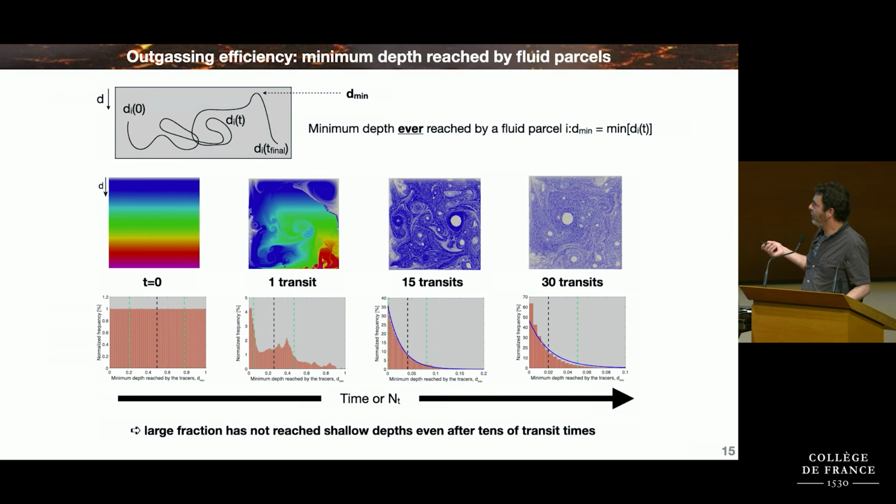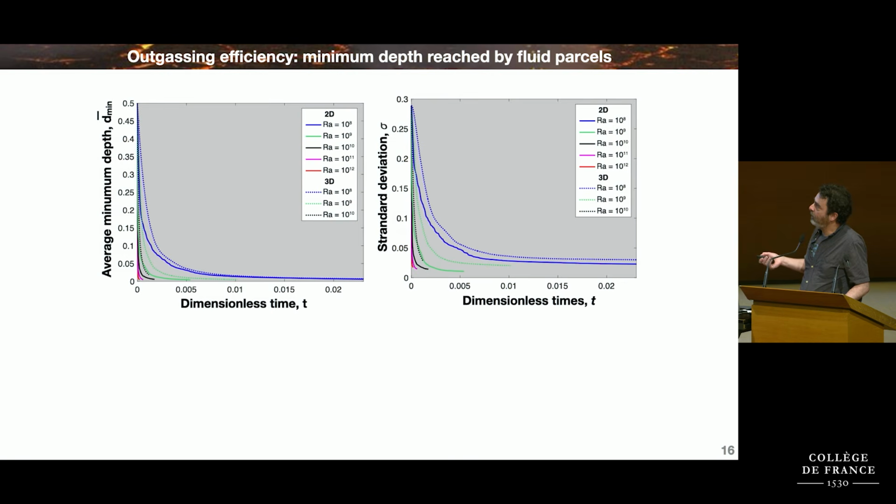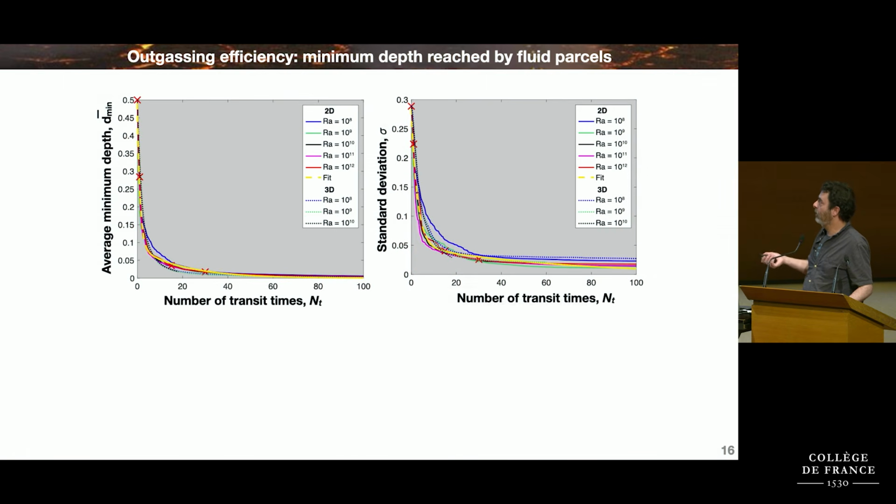And we wanted to quantify this a bit further. So to quantify this distribution, we tried to quantify the average value of the minimum depth and its standard deviation. These are the two quantities that I'm plotting here as a function of the dimensionless time for different numerical experiments in 2D and 3D. You see they are all following the same trend, but not exactly the same trend. But now if I represent the same thing, this time as a function of the transit time, again, the number of times a fluid parcel travels from one surface to the other, then you see that everything is collapsing very nicely.